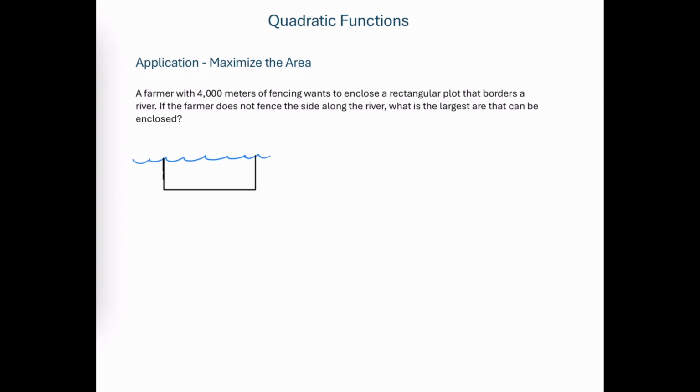Here's our rectangular plot, and we're not going to be fencing alongside the river. We want to enclose the maximum area using the 4,000 meters of fencing that's provided. The first thing that we need to do is to get our area function to depend on one variable, and usually we'll let that variable be x. We can let either the length or the width be that value of x. In this example, let's choose x to be the width.